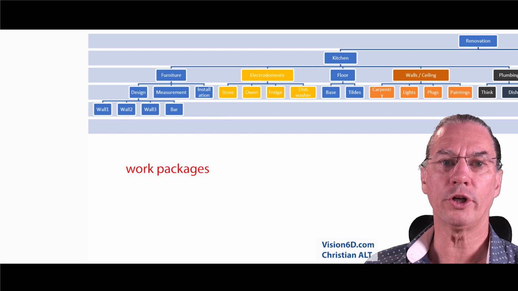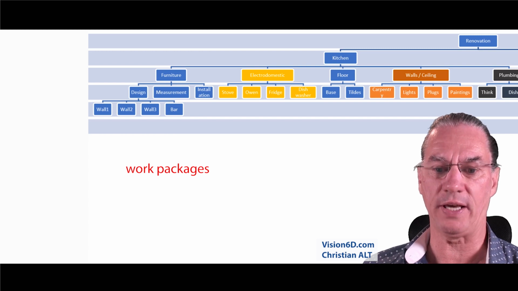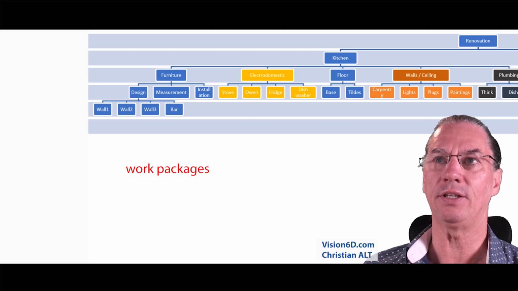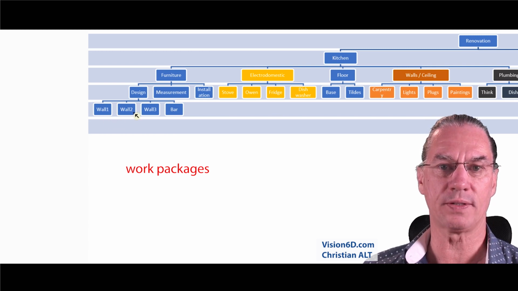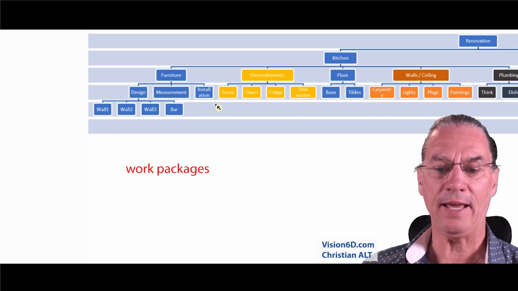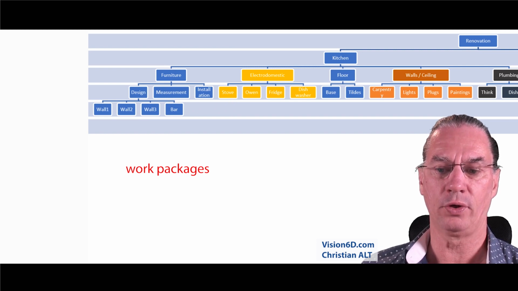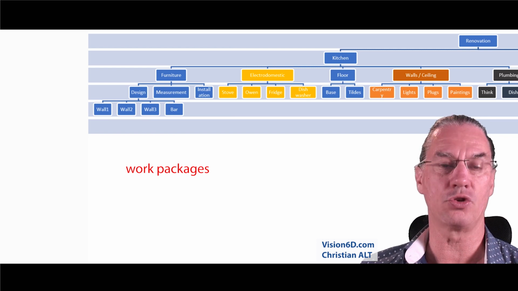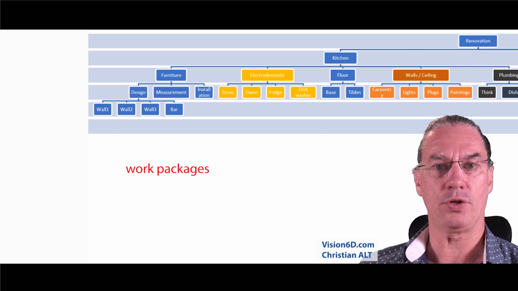We call work packages the elements that you find at the lowest level of the WBS. For example, here I can take the wall as being the lowest work package, and here you will see the work packages are get a stove, get an oven, get a fridge. So these are the work packages.